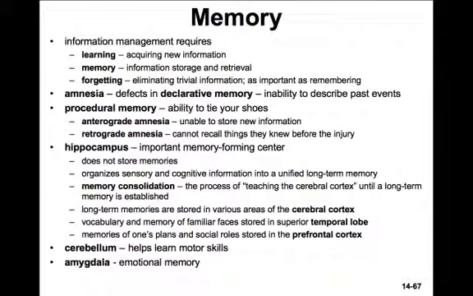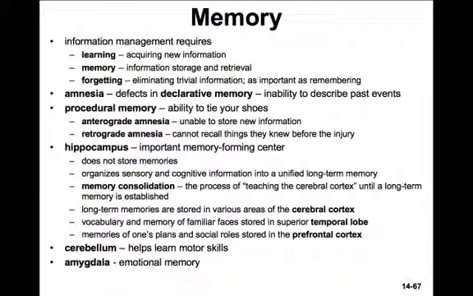The brain entails learning, which is acquiring new information. Memory proper, information storage and recall, as well as forgetting or eliminating trivial information. This is just as important as remembering. People with a pathological inability to forget trivial information have a big difficulty in reading comprehension and other functions that require us to separate what's important from what's not.